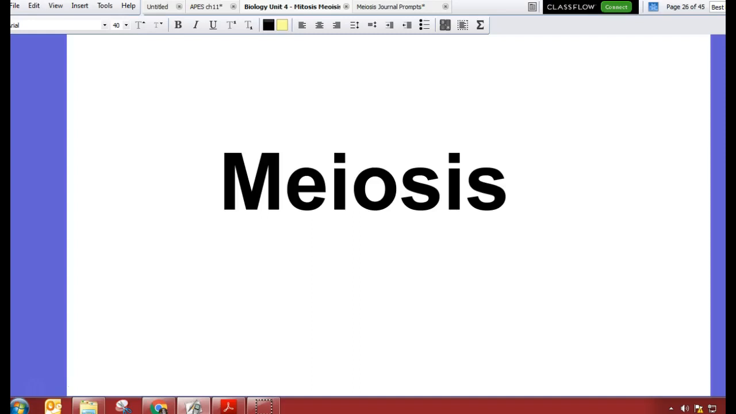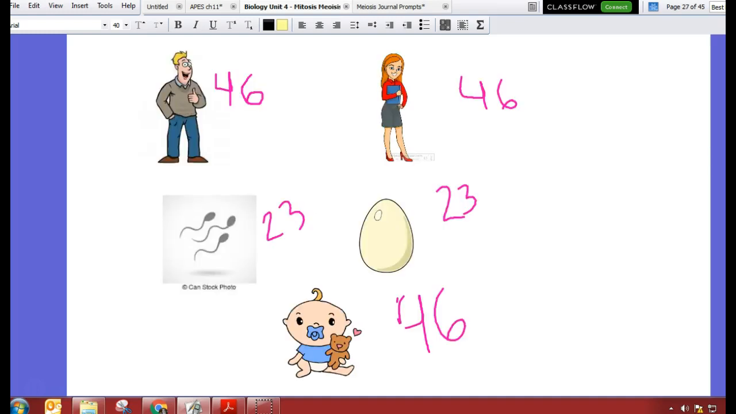The title of your notes is meiosis. So the kind of easy way to remember this, if you want to think about it, mitosis kind of sounds like the word toes, right? So your body cells would be in your toes. Okay, so you can think of mitosis makes toe cells or body cells, any type of body cells. Meiosis makes reproductive cells.